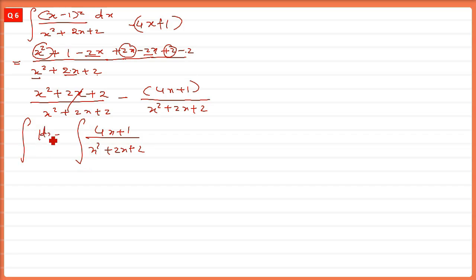Let's integrate these two now. You know already the first result, which is x. I'm keeping it in a box so that we can deal with it later. Now you can't have the x square plus 2x plus 2 as a perfect square.